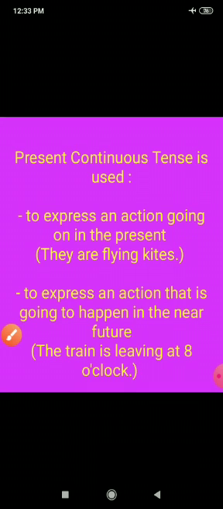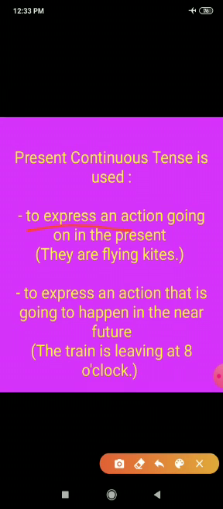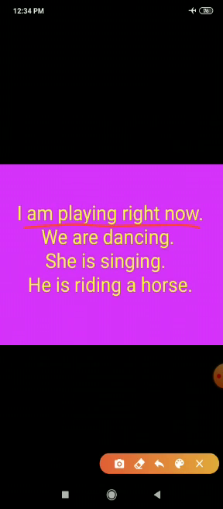So present continuous tense is used to express an action going on in the present, right now. It is also used to express an action that is going to happen in the near future. These are few examples. I am playing right now. We are dancing. She's singing and he's riding a horse.